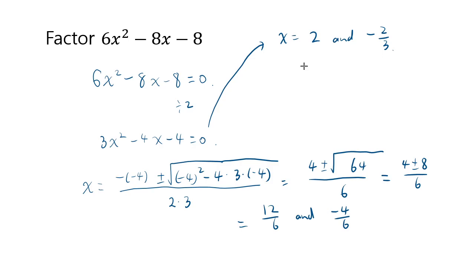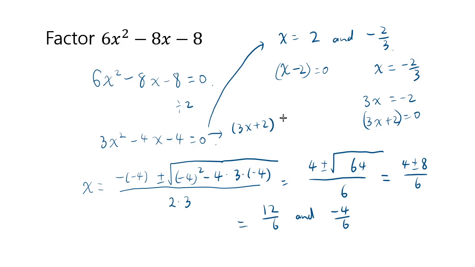Then you kind of reverse engineer your solution to figure out what your original equation could have been. So here's what I mean. Think about x equals 2 as x minus 2 equals 0. And this one, x equals negative 2 over 3, as multiply by 3, add 2, and think of it like this. Then you can reverse engineer and say, oh, this could be 3x plus 2 times x minus 2 equals 0, right?